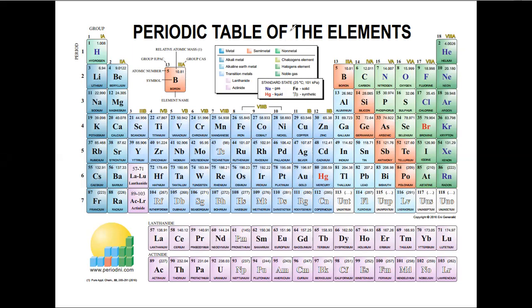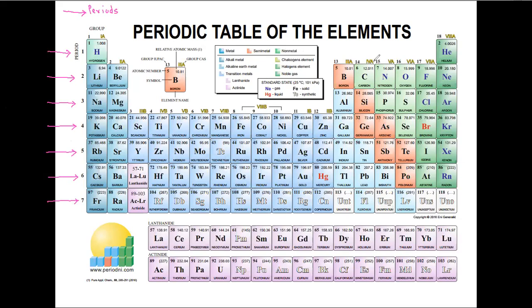Look at the periodic table. Now, you can actually see horizontal rows, right? If you can see the horizontal rows, look at this. First one, second one, third one, fourth one, fifth one, sixth one, and seventh one, right? Now, these horizontal rows are called periods.